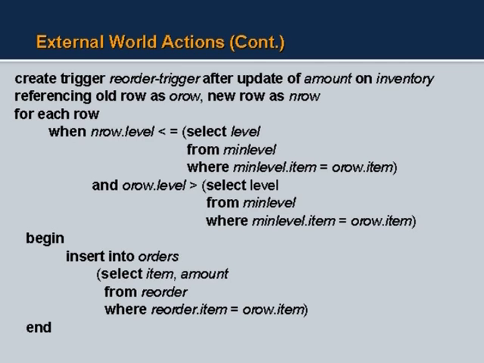Let's see what is going on here. When the new row's level is less than the minimum level for that item, and the old row level was greater than the min level for that item, what does this mean? This is the transaction which brought it below.